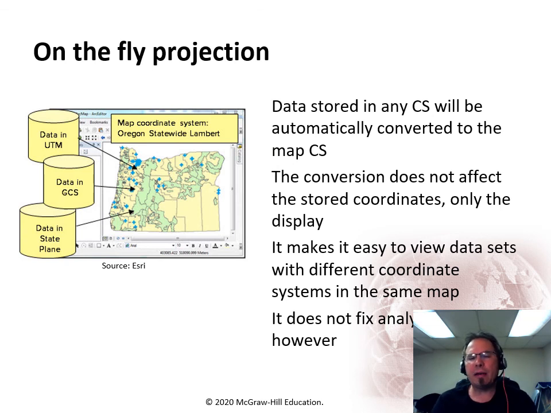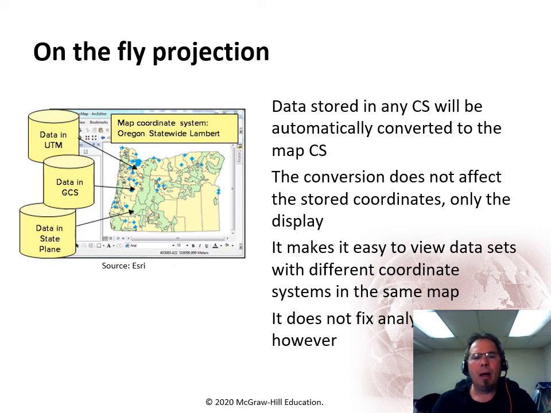Now, one of the things that makes ArcGIS so amazing is, if you go way back to the old days, when they were still programming, you had to have all of your data in the same projection before you could even put it on a map. Well, that's not the case anymore. ArcGIS, starting in probably version 8, I think it was right after ArcView, has what's called on-the-fly projection.